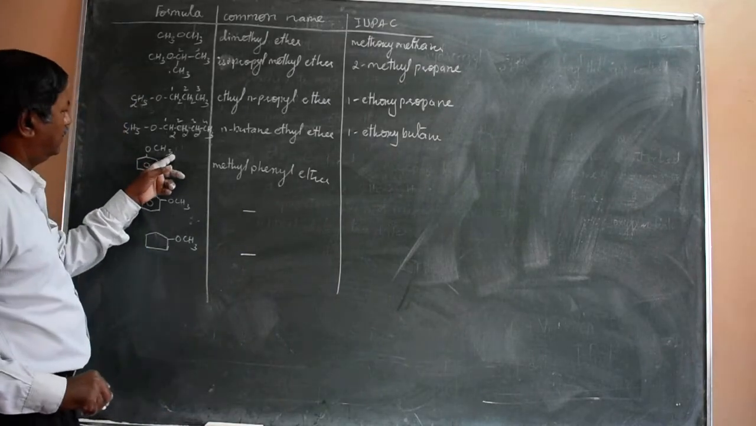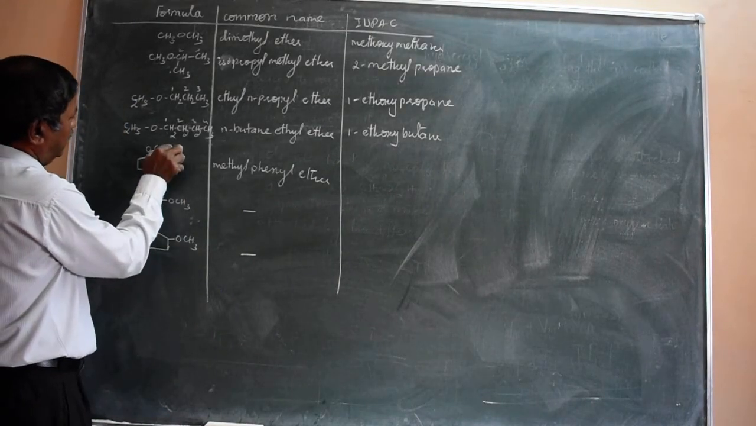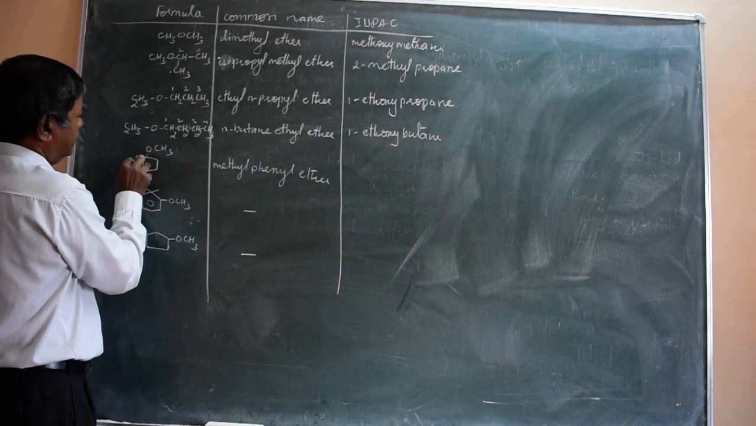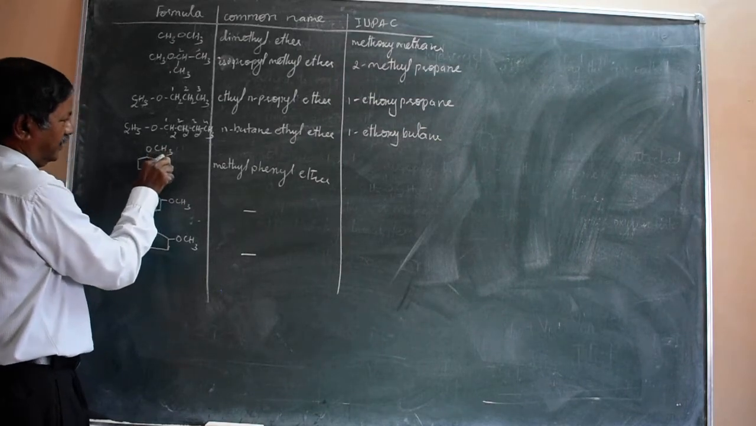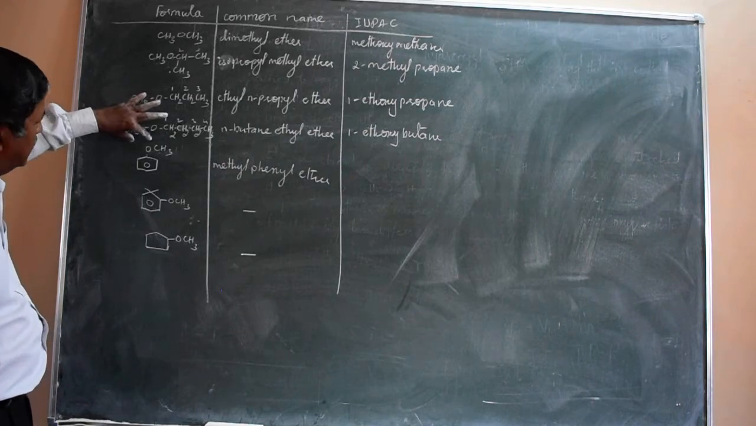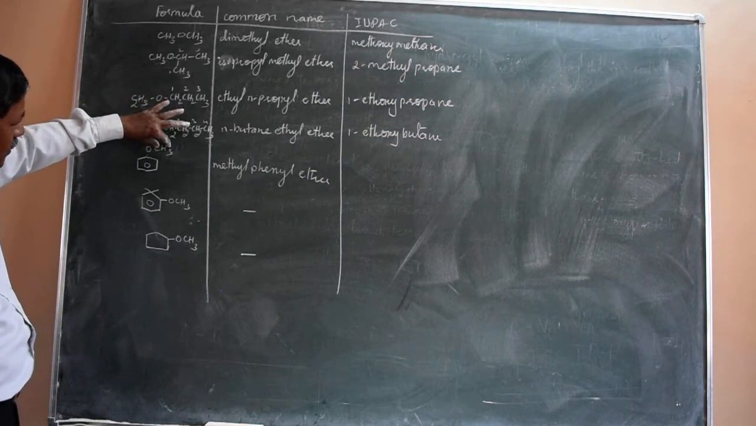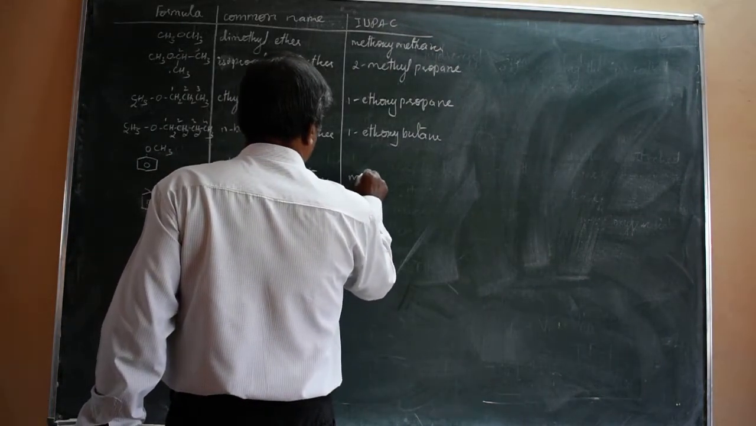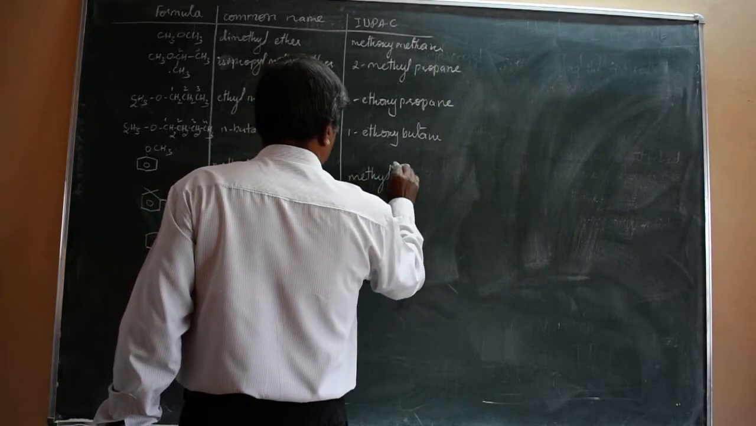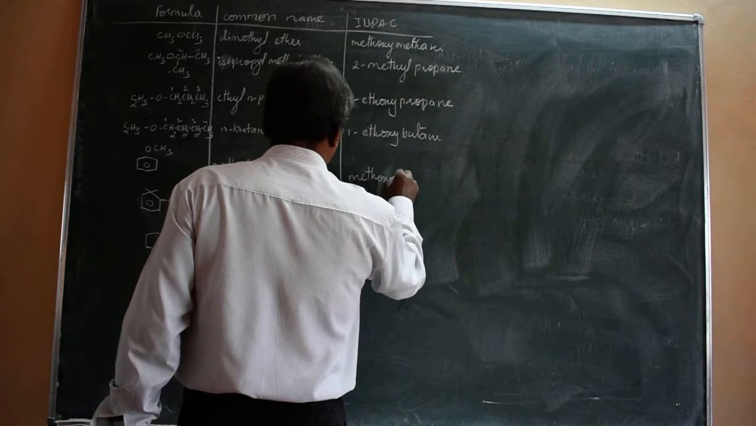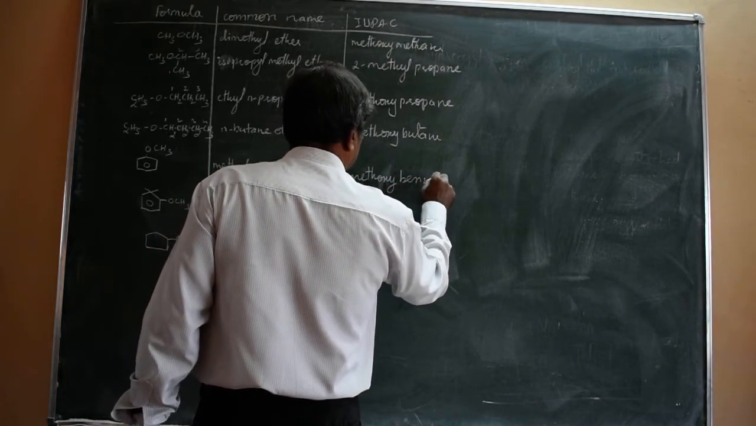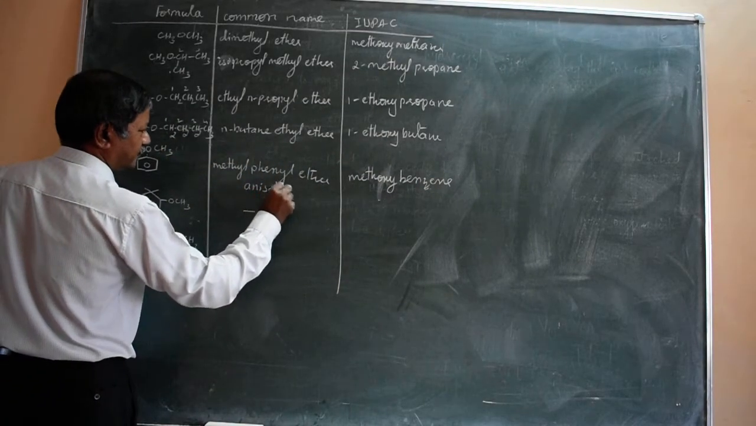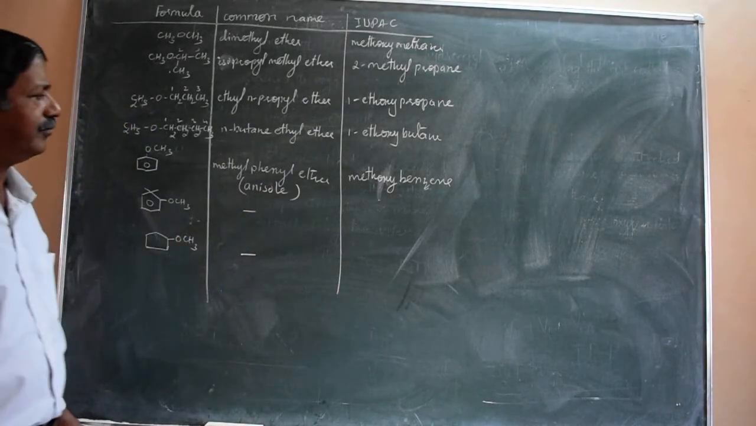What about this one? This is called, see here, methyl. Then this is the benzene. The number of carbon atoms is more in the benzene, 6 compared to this one, it's only 1 here. Well, so it is methoxybenzene. It's also called anisole according to the common system.